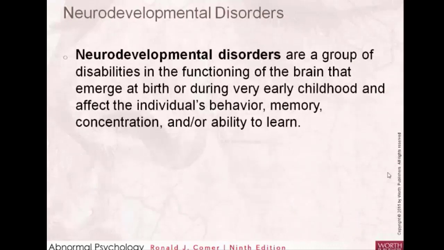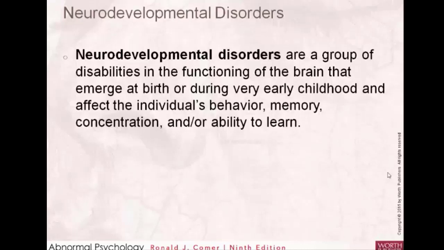Okay. So switching gears a little bit, talking now about neurodevelopmental disorders. Neurodevelopmental disorders are a group of disabilities in the functioning of the brain. So we're talking about disorders that have at least strong evidence to suggest that there's a neurological component. So when we talk about things like anxiety and depression, we say, well, there's probably a neurotransmitter issue that's at least part of the problem. But with some of these disorders we're about to talk about, we have really good evidence to suggest that there's a substantial neurological component.